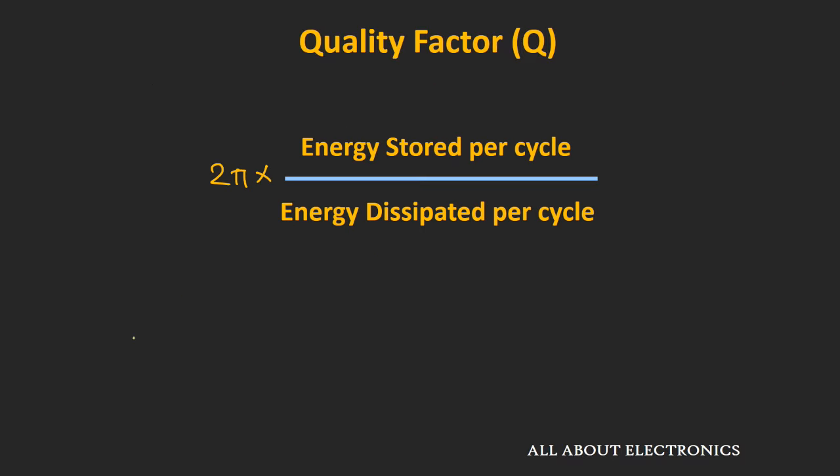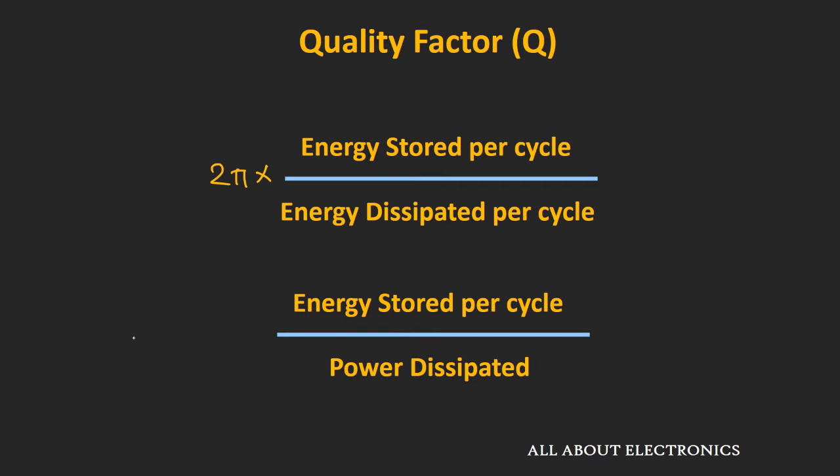Now in the last video we had seen that the quality factor can be defined as 2 pi into the maximum amount of energy stored across either the inductor or capacitor, divided by the energy dissipated across the resistor. So we can also write this equation as omega into the energy stored per cycle, divided by the power dissipated across the resistor.